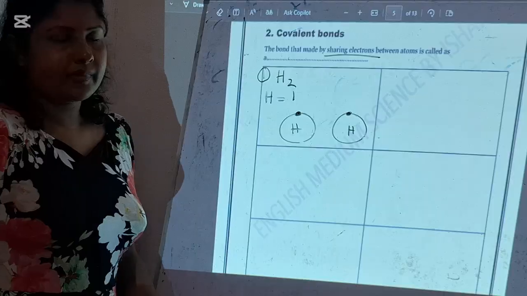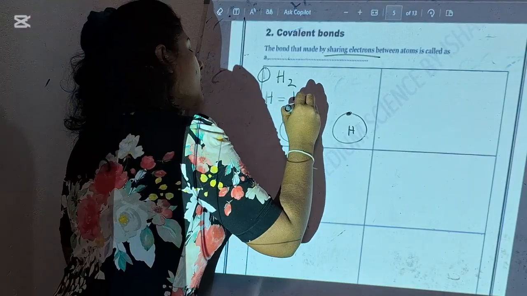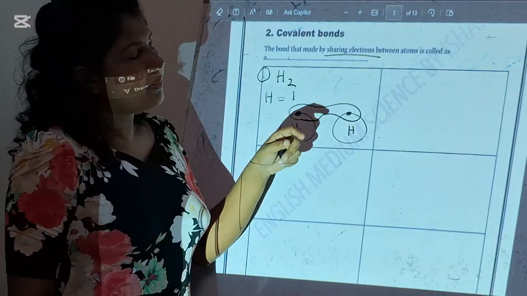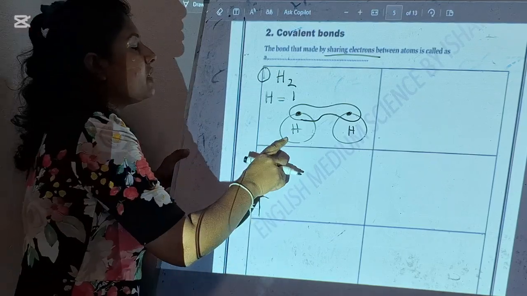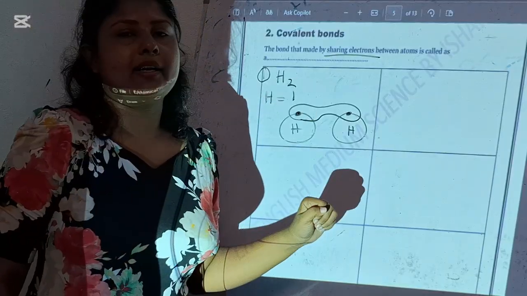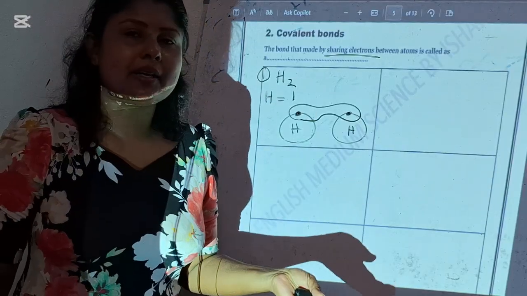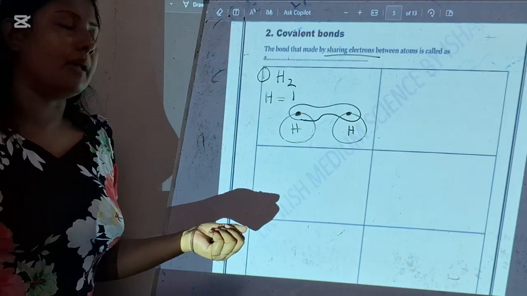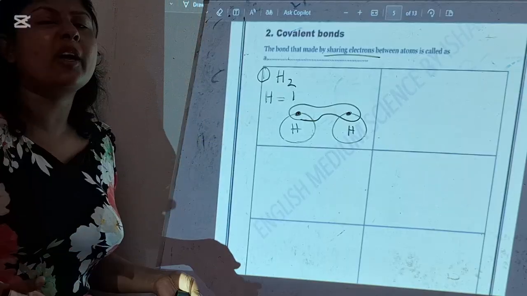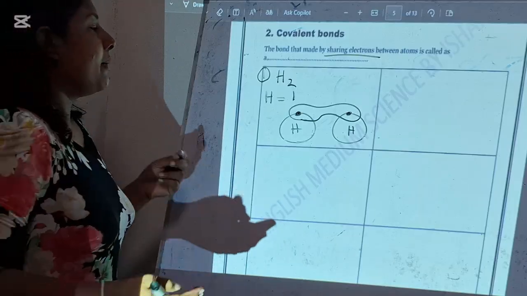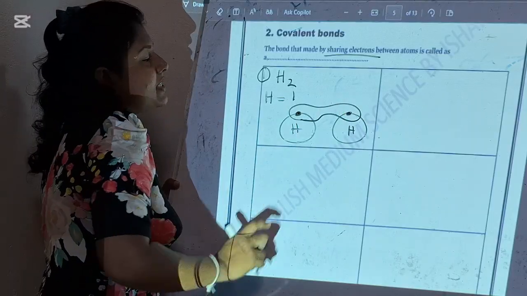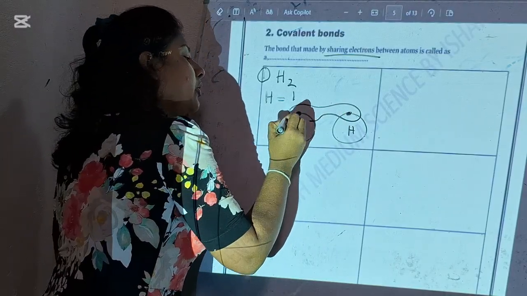There is hydrogen. So the first bond we are going to make. Hydrogen has only one electron. It's an unstable state. So to become stable, hydrogen needs one electron. But there is no way of getting one electron. But these two hydrogen atoms can share these electrons. That's why I draw this structure.